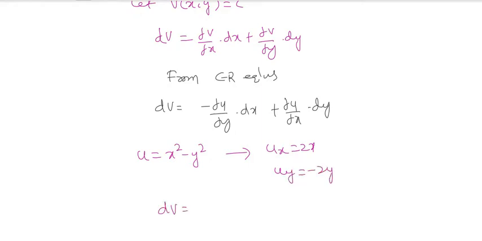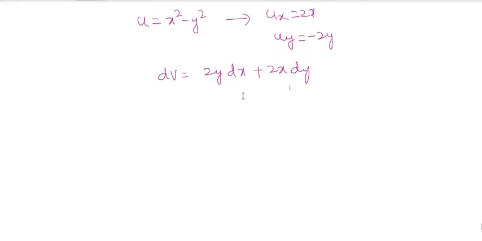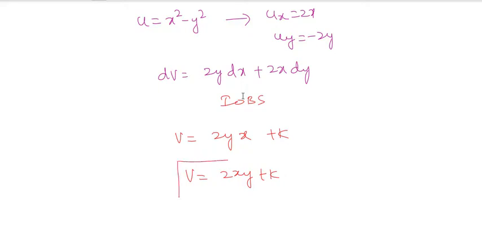Just substitute these values. dv is equal to minus of minus plus, so you will have 2y into dx plus 2x into dy. So again it is an exact equation solution. Integrate on both sides, you will have v is equal to 2y into x, then terms not containing x, so plus a constant. So your v value will be 2xy plus k. This is the solution for that. But what are they asking?